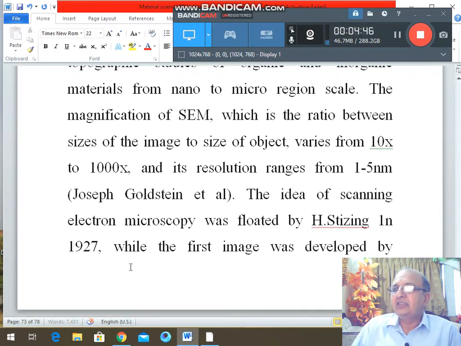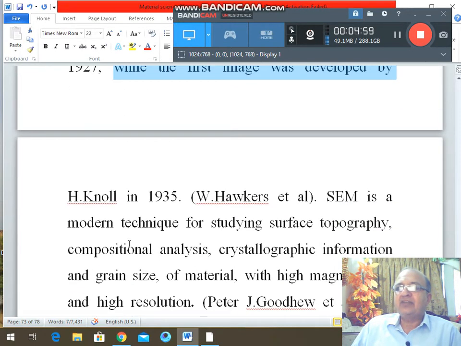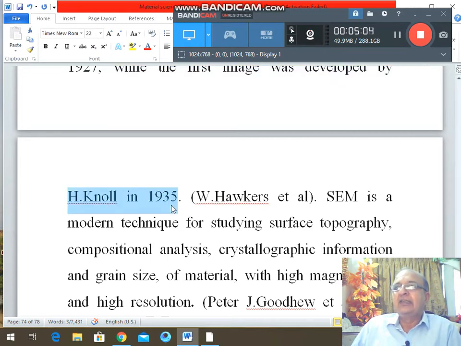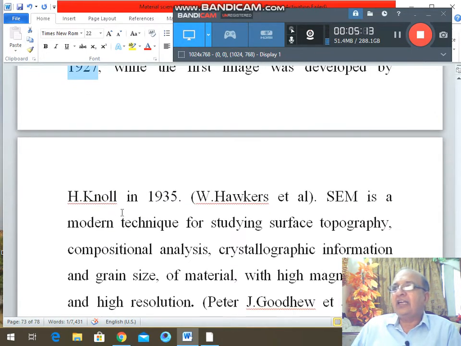The idea of scanning electron microscope was floated by H. Stezing in 1927, while the first image was developed by H. Knoll in 1935. The idea was generated by H. Stezing in 1927, and that idea was taken and the image was developed by H. Knoll in 1935.